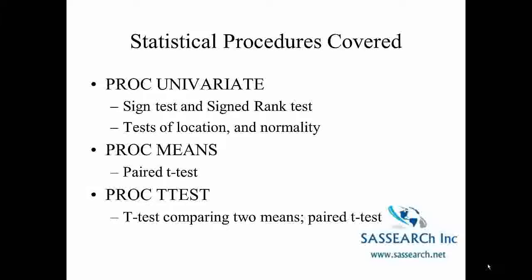We will also be looking at Proc Univariate, and some of the tests that we can use Proc Univariate for are the signed test and the signed rank test. Both are non-parametric tests. We can also use Proc Univariate for tests of location and normality. With Proc Means, we can use that for calculating a paired t-test. Proc t-test is used to do a t-test comparing two independent means or a paired t-test.